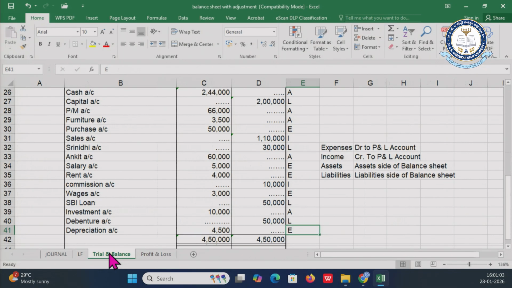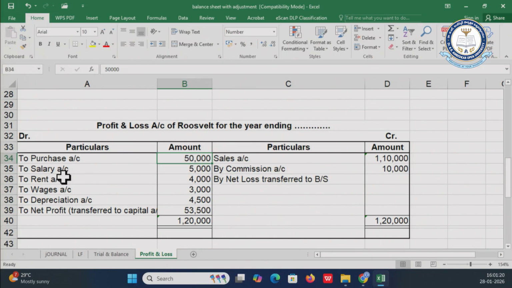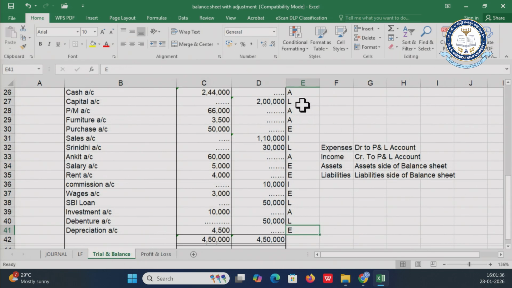How did I do this? All the E's I have taken here. 1, 2, 3, 4, 5. All 5 expenses I brought and dropped here. 1, 50,000, 2, 5,000, 3, 4,000, 4, 3,000, 5, 4,500. All expenses I copied and pasted here. From where? From the trial balance where I have marked.